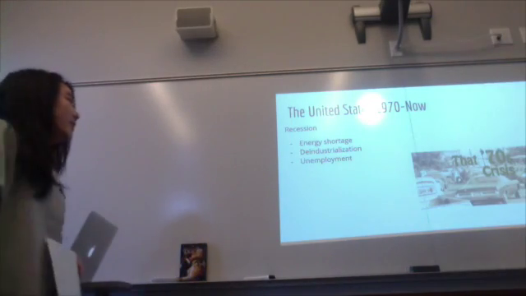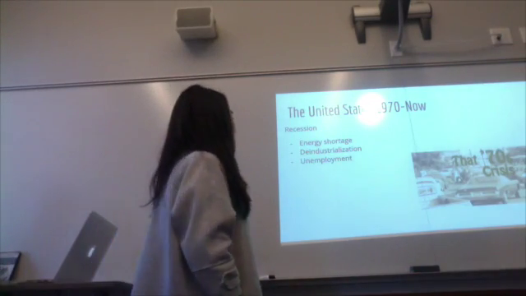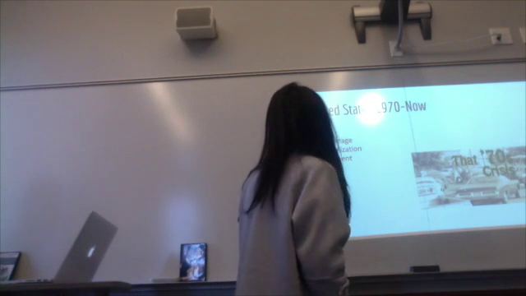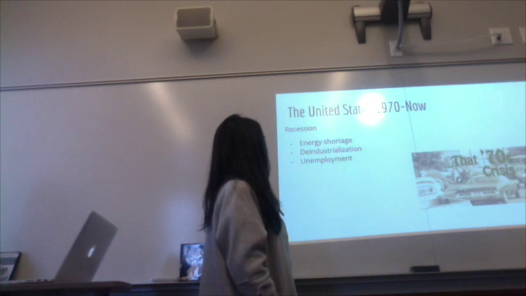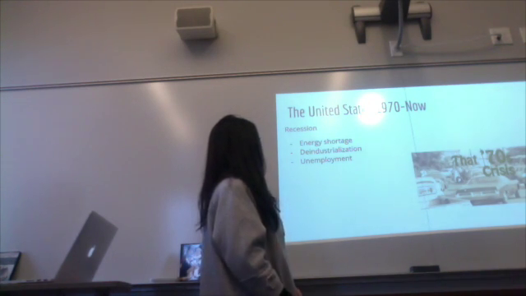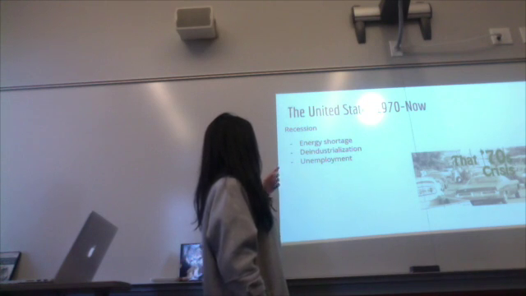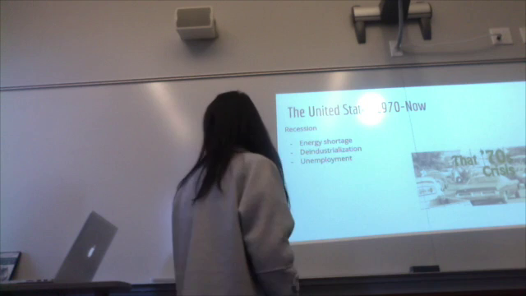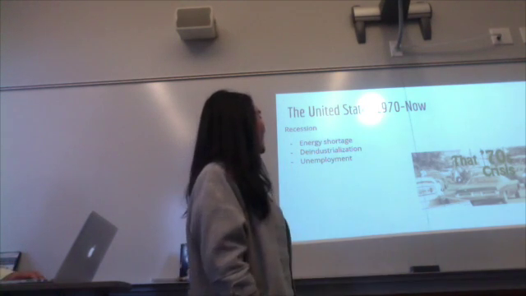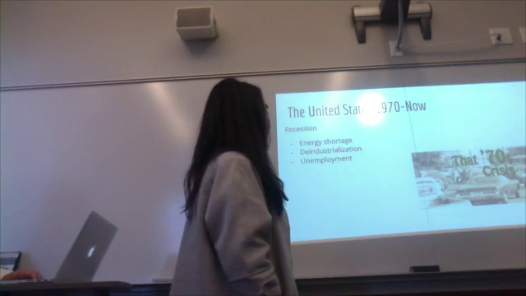So they were talking a lot about the growth of economy. From 1970, it's the recession of the United States. The economic condition goes down. The recession was caused by energy shortage, deindustrialization, and unemployment. So that was called the 70s crisis.